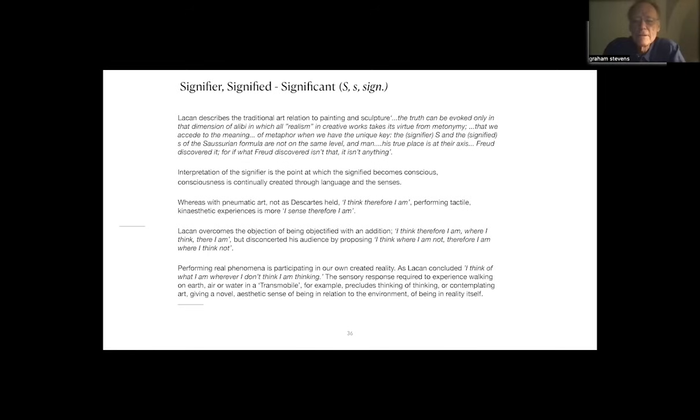And Lacan says Freud discovered this place between the signified and the signifier. For if what Freud discovered isn't that, it isn't anything. So this is a very important key to psychoanalysis of how we are conscious in the world: the interpretation of the signifier, at which the signified becomes conscious.